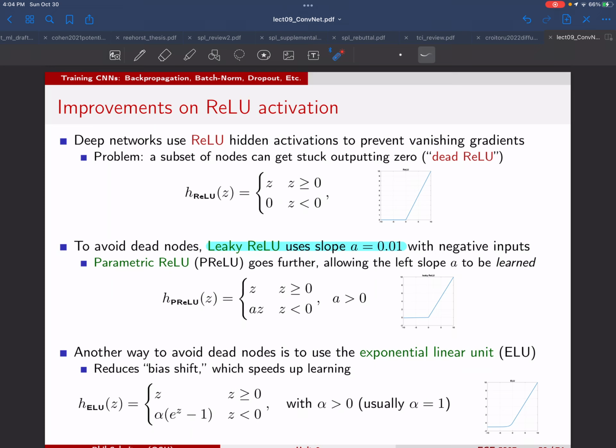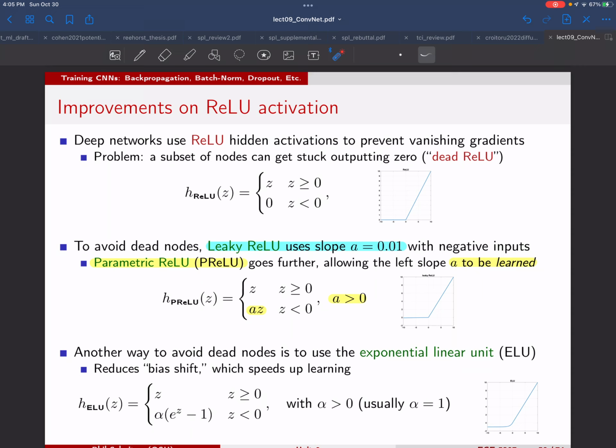Now you can go even further and make what's called a parametric ReLU, where the negative side has a positive slope A that is learned. So rather than just assuming that you're going to use 0.01, you can initialize it at 0.01, but then see if you can learn a better choice of that slope. And there are many other choices of activations.